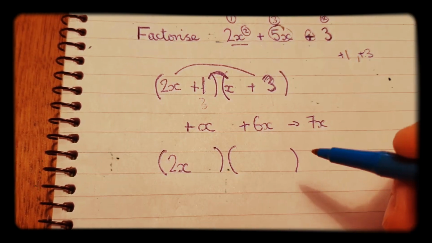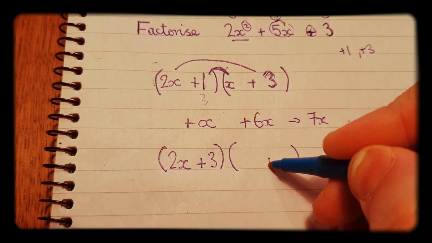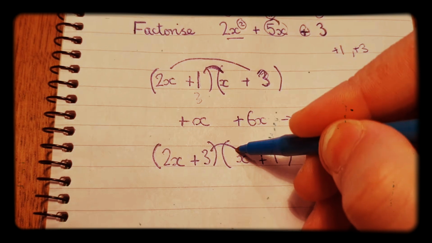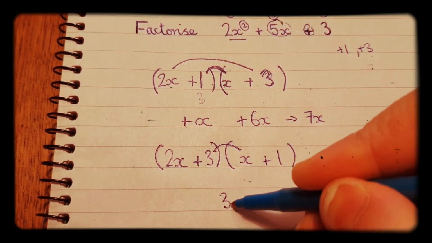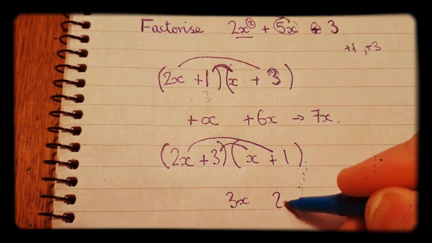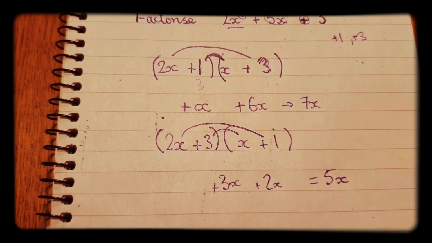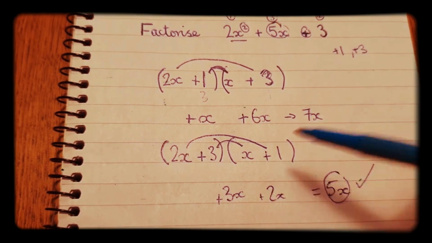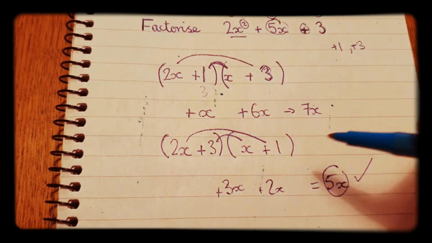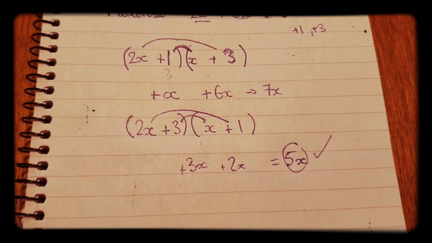so 2x, okay, this time we're going to put a plus 3 there and a plus 1 there. So this time do 3 times x, that makes 3x, and 2x times 1, that makes 2x. Now these two things added together make the 5x we're looking for. So that's correct, and that is the answer. So the answer is 2x plus 3, x plus 1. Any questions, just drop them down below.